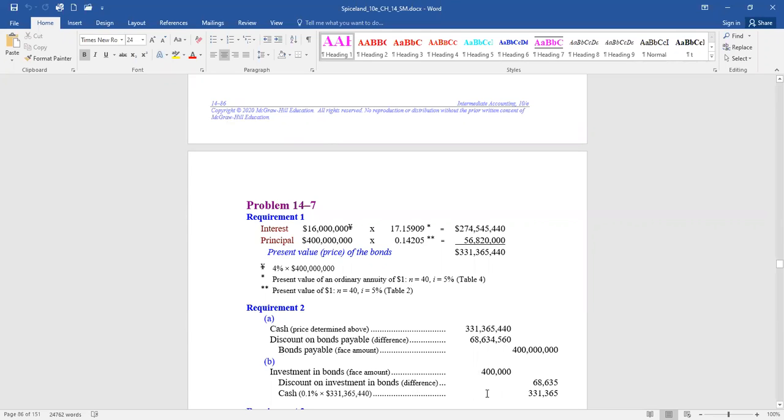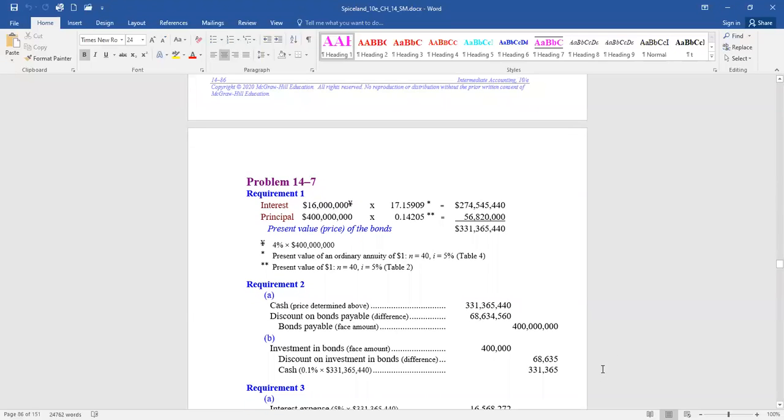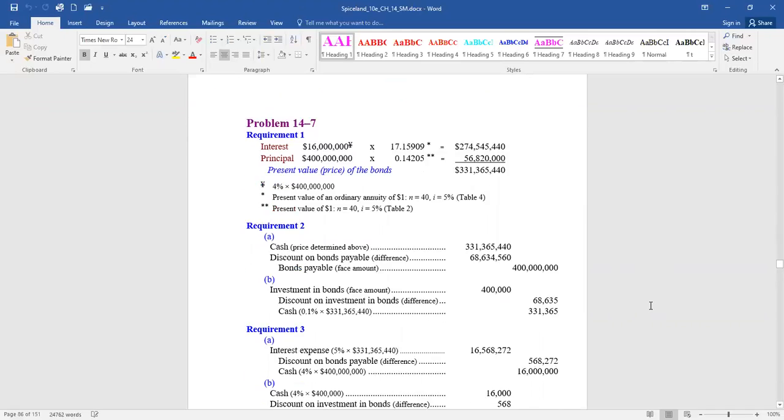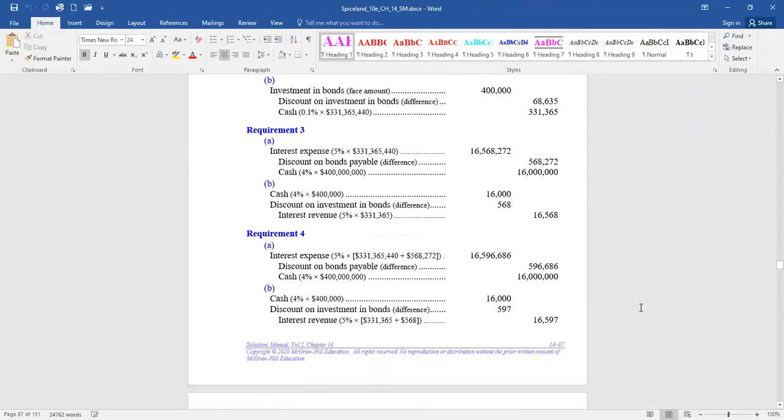Blanton. Discount on investment in bonds, which is a contra account to the investments, is 0.001% of all the discounts, and then the cash. Okay, but I want to focus on what's the journal entry to record the interest payment on June 30th using what we call the effective interest rate method. Of course, there is nothing here to show us that.